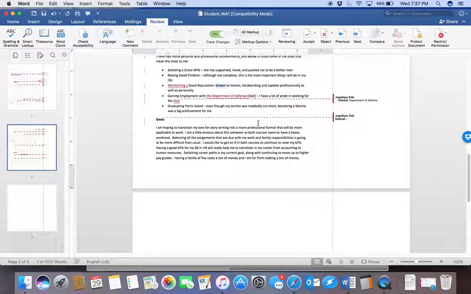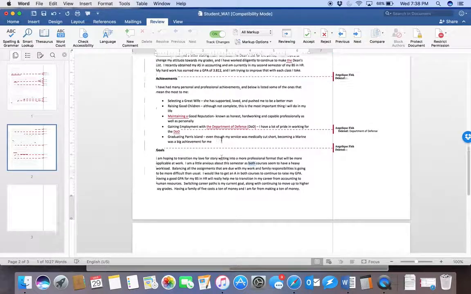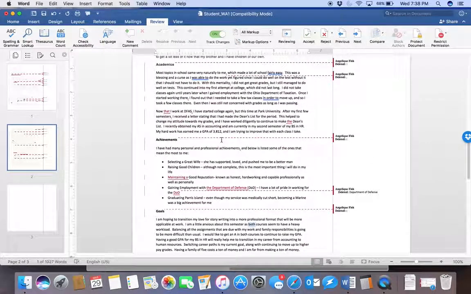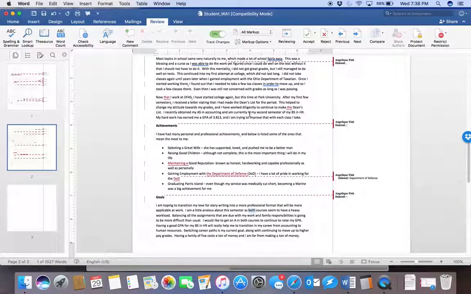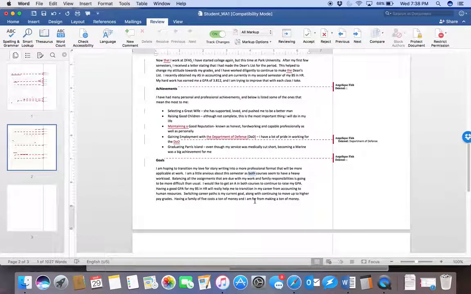I am a little anxious about the semester as both courses seem to have a heavy workload. What's the other course? So you said you're referring to something that you haven't told your reader about. So at this point as your reader, I'm like, both courses, which ones are you talking about? Balancing all the assignments. I'm just making sure I didn't overlook something. Oh, maybe the tax classes? Okay, I don't know. Anyway. Seem to have a heavy workload.